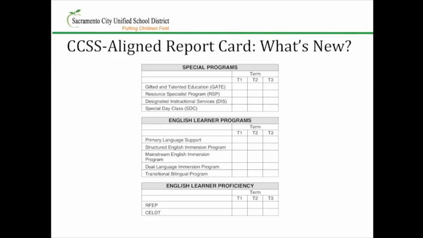The Special Programs section is marked with an X if the student is in one of the programs. In the example, the student is in the English Learner program and is receiving primary language support. The English Learner Proficiency section is marked with an X if the student redesignates as Fluent English Proficient, or RFEP, in the trimester. Otherwise, it is left blank.